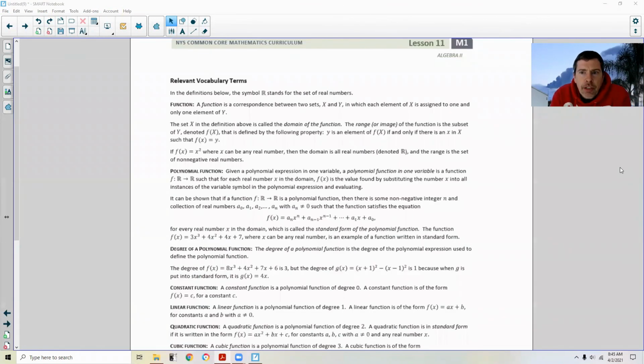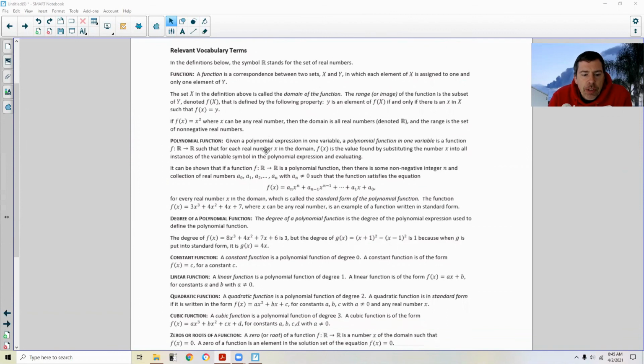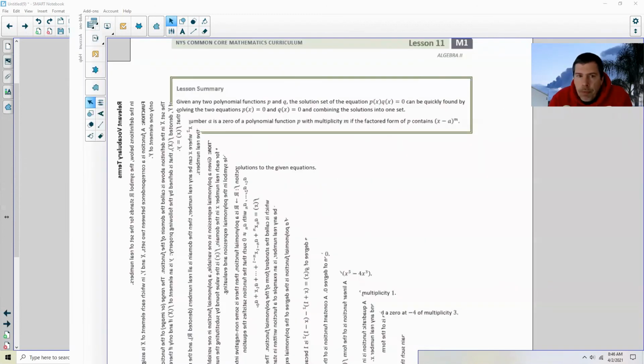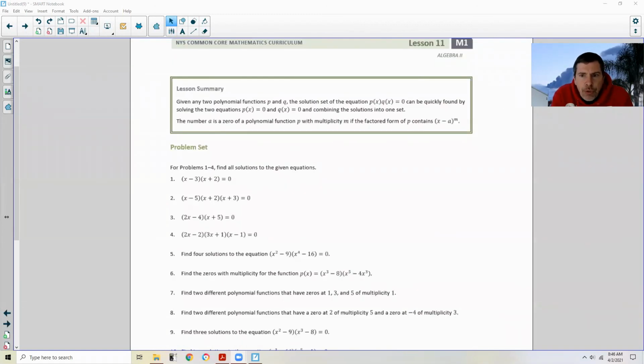Okay, page 3 brings us to relevant vocabulary terms. It is a full page. I'm not going to go over this. There's function, polynomial function, degree of a polynomial function, constant function, linear function, quadratic function, cubic function, and zeros or roots of a function. So review those. Definitely need to know all of this. It's very important. All right, page 4 brings us to the end of lesson 11. Review the lesson summary and go to your problem set.